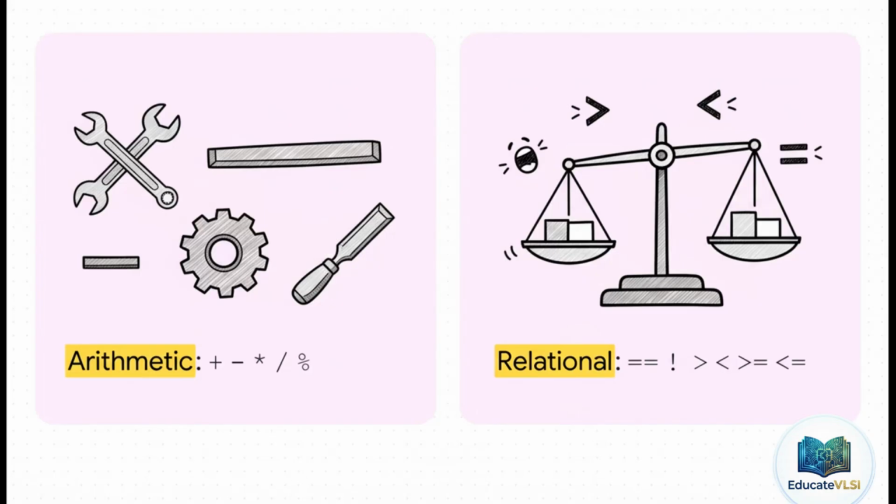First up, we've got the ones you definitely already know, the arithmetic operators. Your classic plus, minus, multiply, and divide. Super simple. But right next to them are the relational operators, and these are absolutely crucial. They let our script compare two things and ask, is this bigger? Is this smaller? Are these two things equal? This right here is the very foundation of decision-making in code.